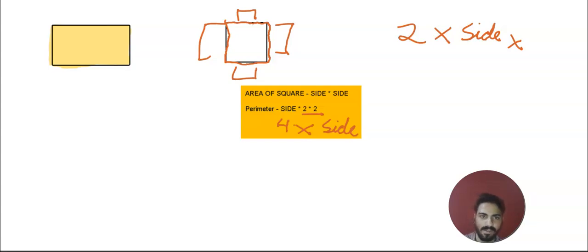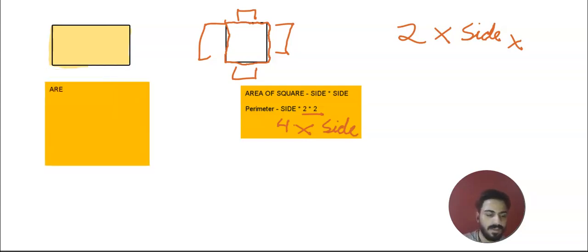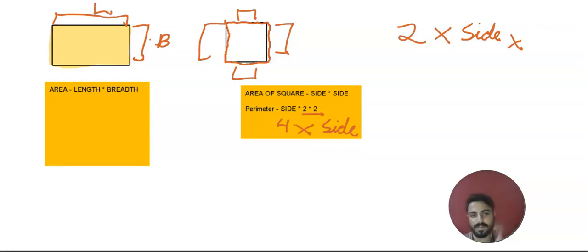Now let us come over to rectangle. Firstly we are going to discuss area again. Area of rectangle will be length into breadth. Let's take the measurements in the diagram as well. This will be our breadth, or we can denote it as B. And this will be considered as your length, so we can denote it as L. This is your length and this is your breadth.